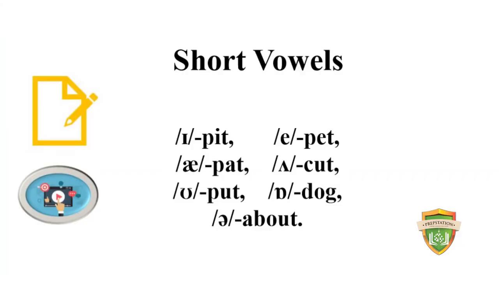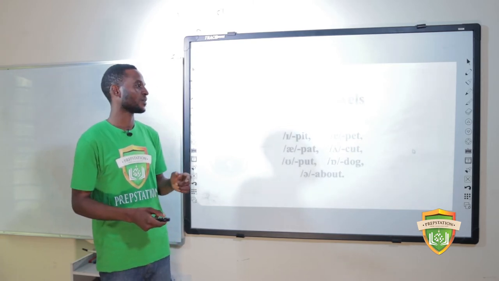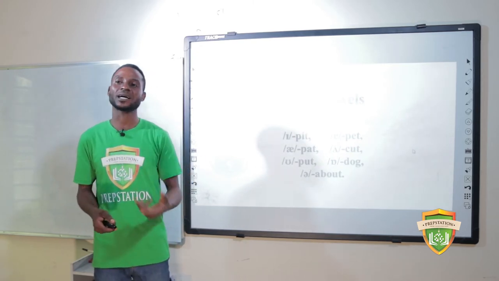O, it's articulated O, and we look at it in words like dog and the rest of them. Then another one that I want us to look at is E. Now this particular sound is called the banana vowel.